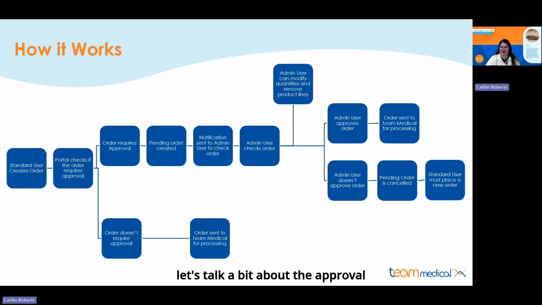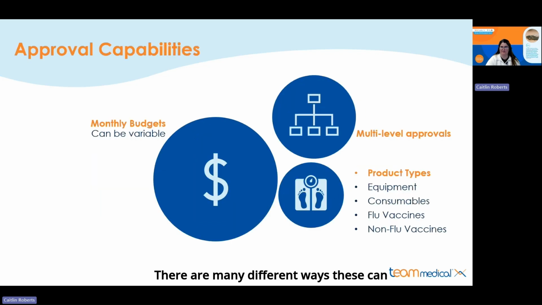Now let's talk a bit about the approval capabilities and how they can be set up. There are many different ways these can be set up. The approvals can be triggered based on the type of product that is being ordered. We can also set up multi-level approvals. For example, if you'd like to check equipment orders by a practice manager and then by a practice owner, this is an option. Budgets are also an option.